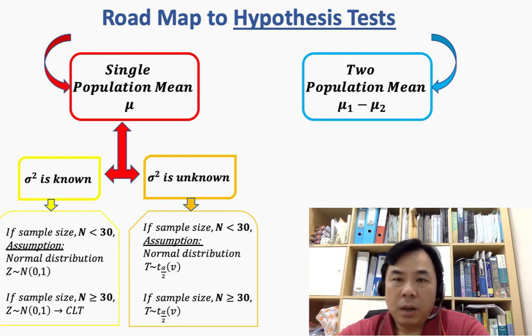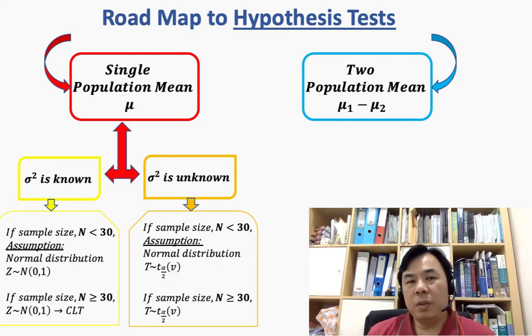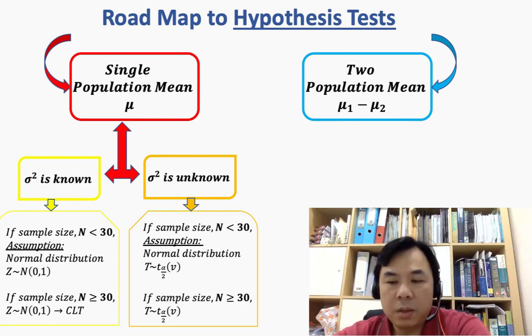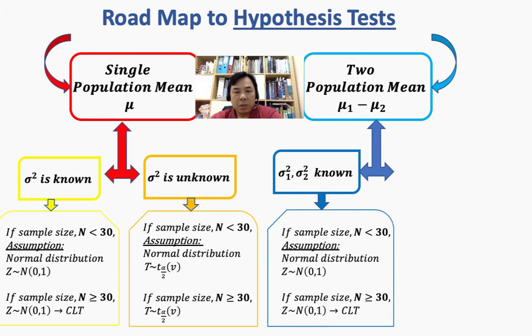Okay. Now, the next section that we're going to further discuss is how we carry out hypothesis tests for two population means, especially determining the difference between the two population means. The same idea applies here: we would have the population variance given for both populations, and in this case, the assumptions will still stay.